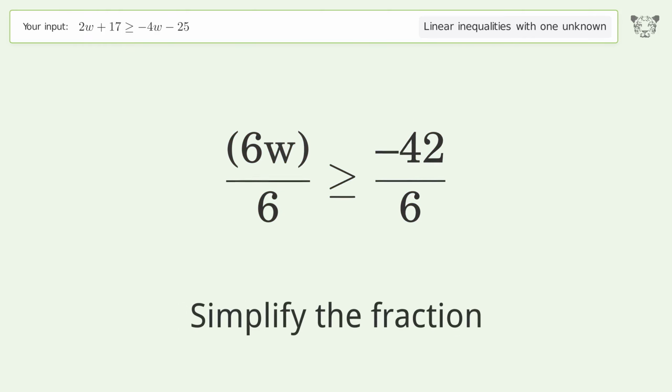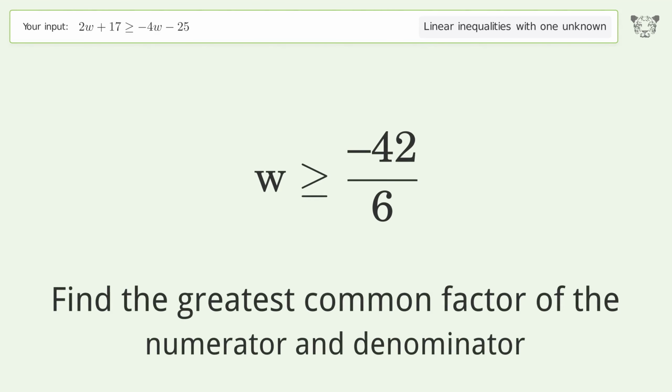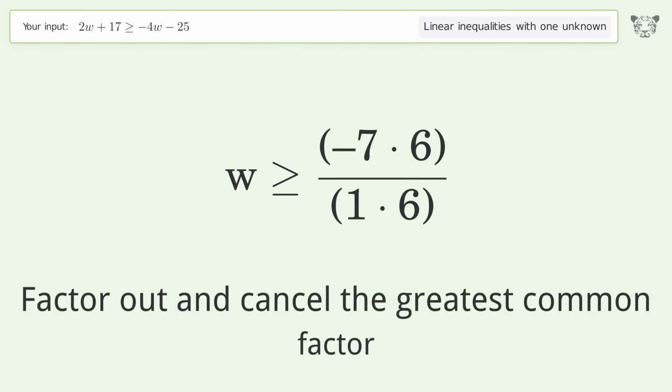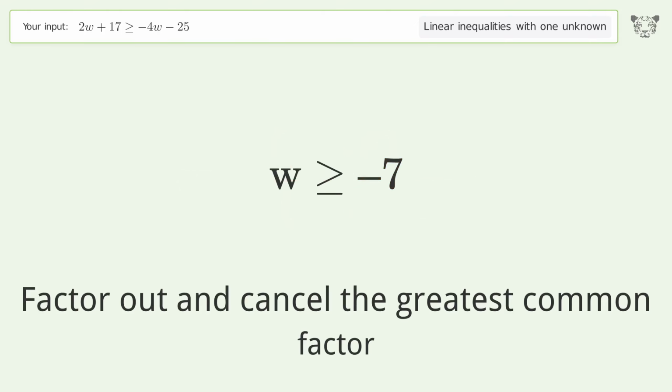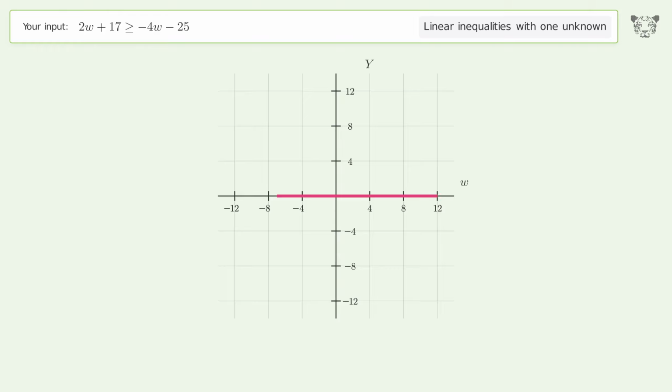Simplify the fraction. Find the greatest common factor of the numerator and denominator. Factor out and cancel the greatest common factor. Plot the solution on a coordinate grid. And so the final result is w equal or greater than -7.